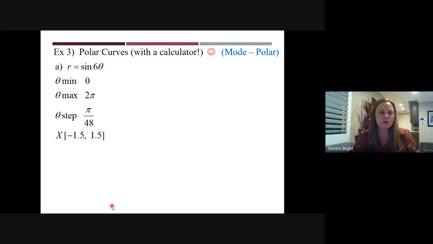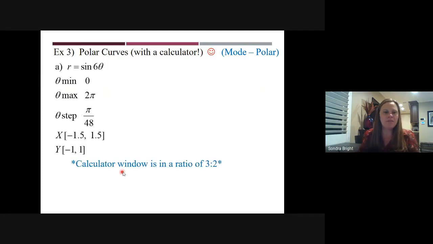All right, and then your X min, you should have as negative 1.5. Your X max should be a positive 1.5. Didn't say anything for scale, so I just leave it as 1. Your Y should go from negative 1 for the min and a positive 1 for the max. You can leave Y scale. Let's hit graph.